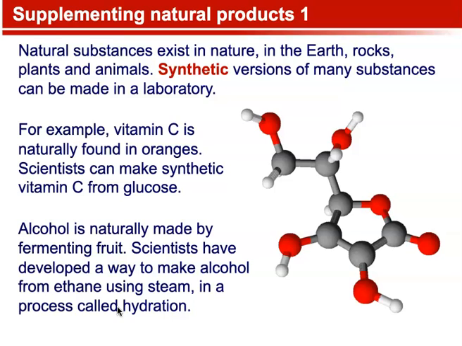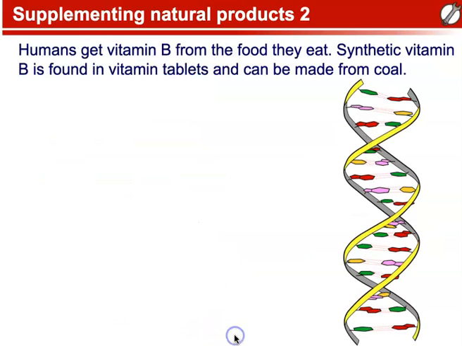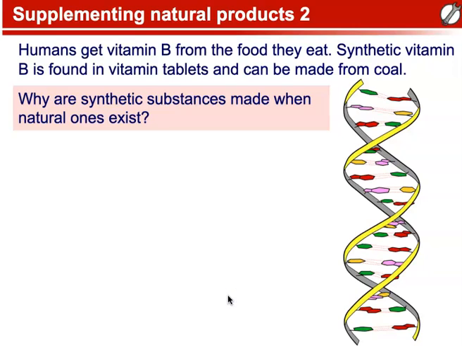Alcohol is naturally made by fermenting fruit. Scientists have developed a way to make alcohol from ethane using steam in a process called hydration. Humans get vitamin B from the food that we eat. Synthetic vitamin B is found in vitamin tablets and can be made from coal.